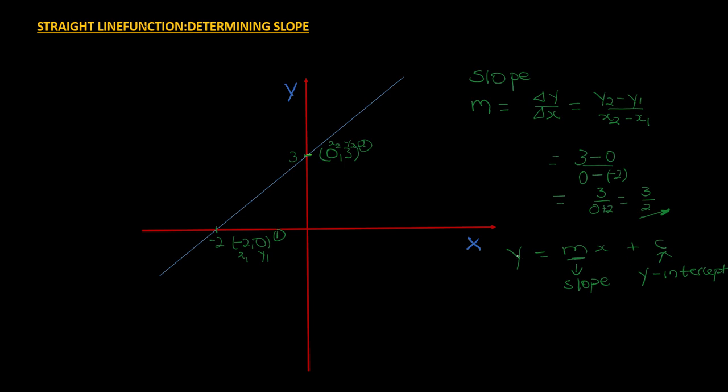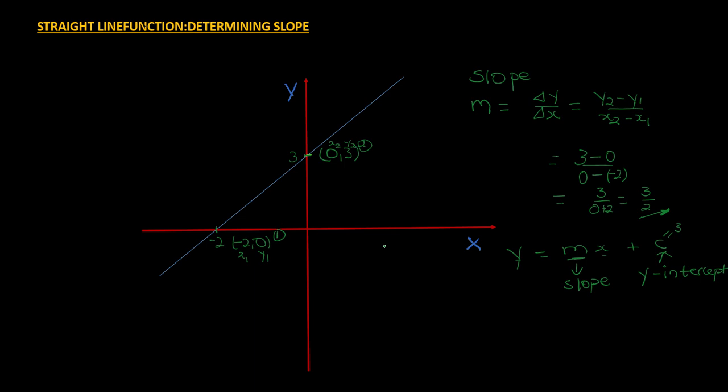So this is the relationship between y and x for fixed values m and c. But what does y-intercept mean? It means where does your line intercept the y-axis, and we see it intercepts the y-axis at 3. So our c is actually equals to 3.